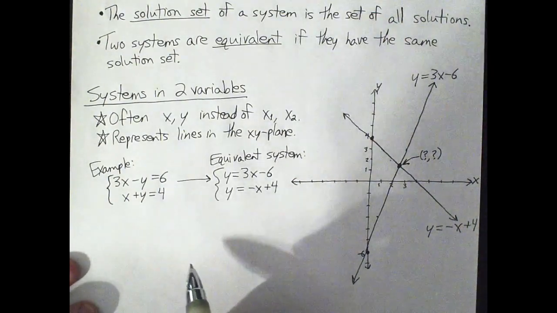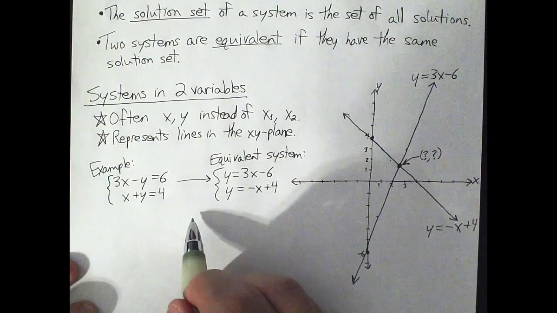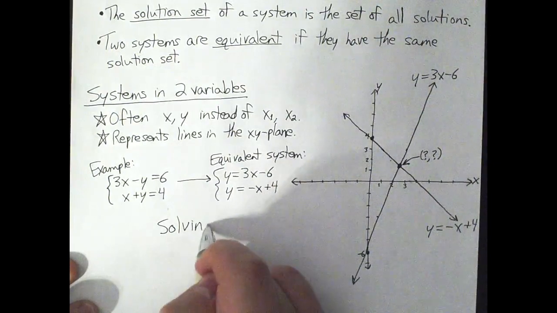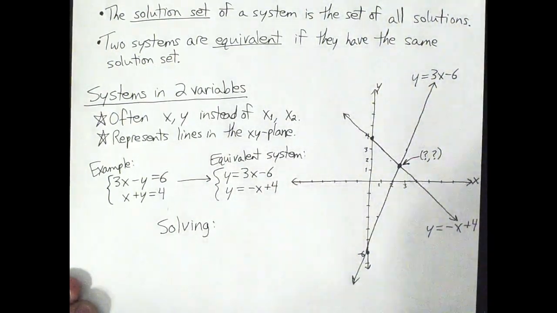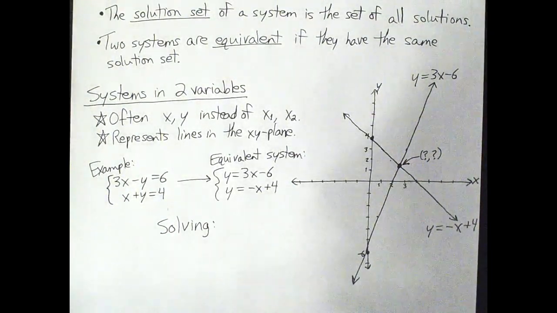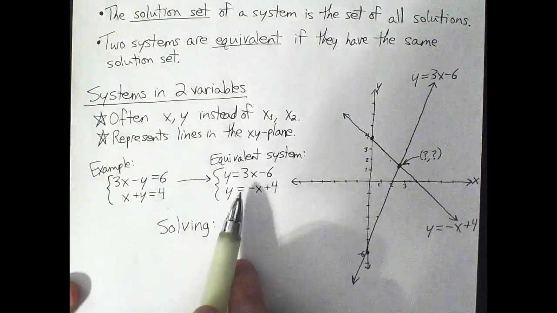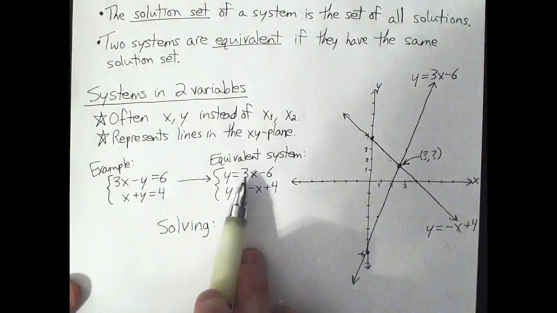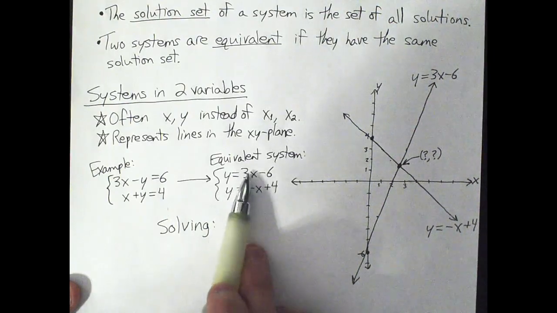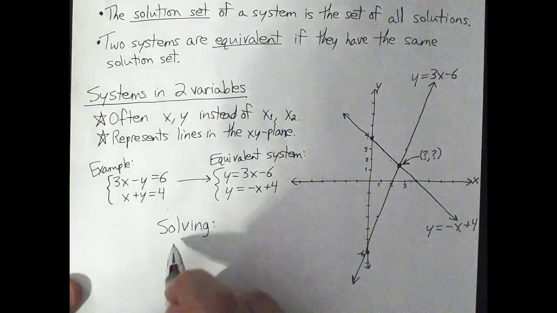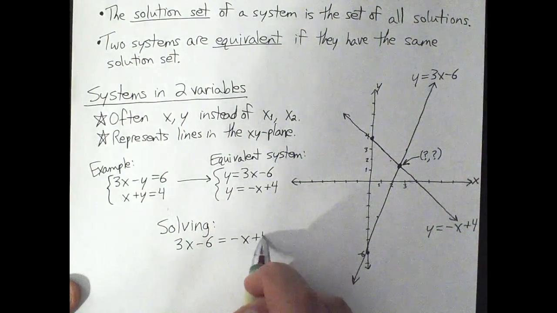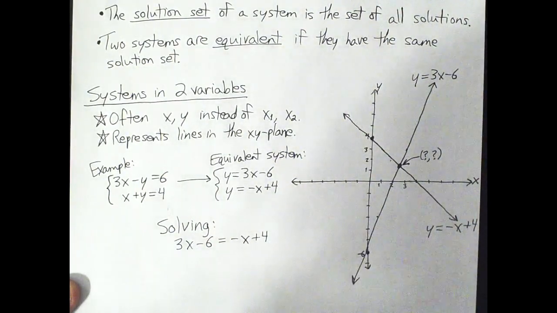But we don't need to just guess. We can work on finding this, and the way we find this is by solving the system. There are many ways to solve a system of linear equations, and part of what we're going to be doing over the next couple of lessons is learning different ways to solve them. But for now, one simple way is to say if y equals this and y equals that, these right-hand sides must be equal to each other. If they're both equal to y, they must both be equal to each other. So I took right-hand side equals right-hand side.